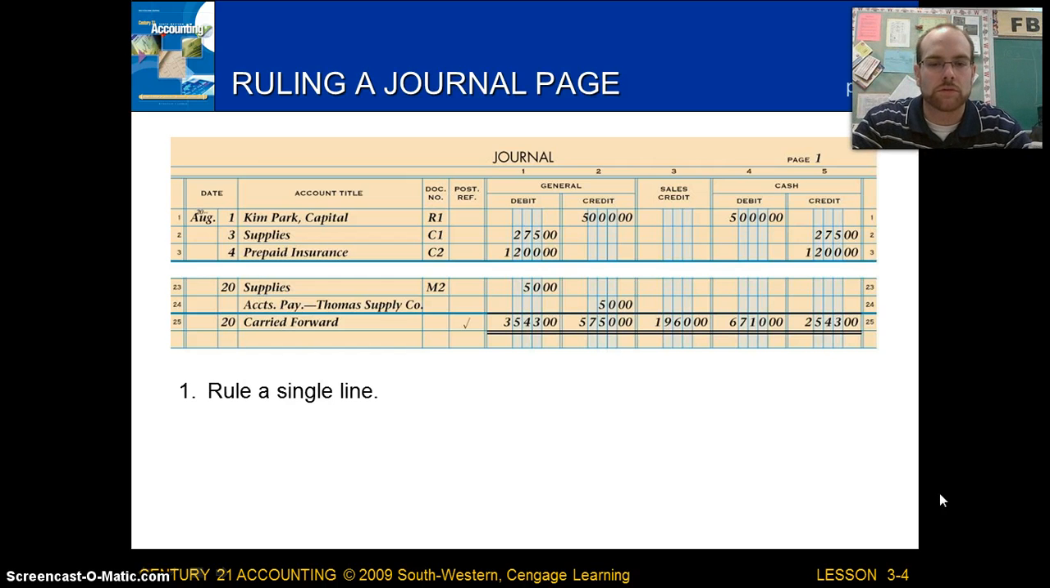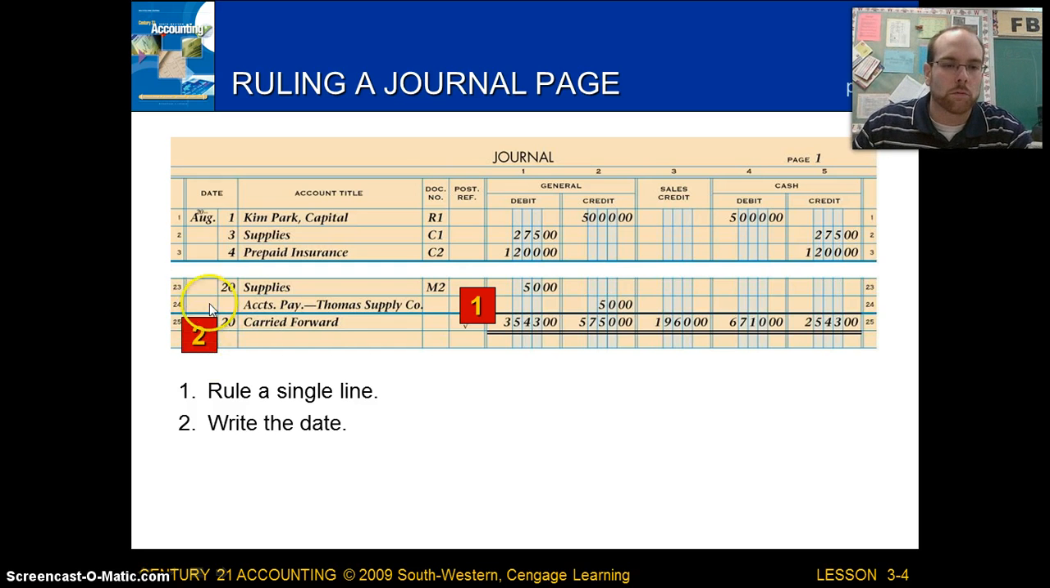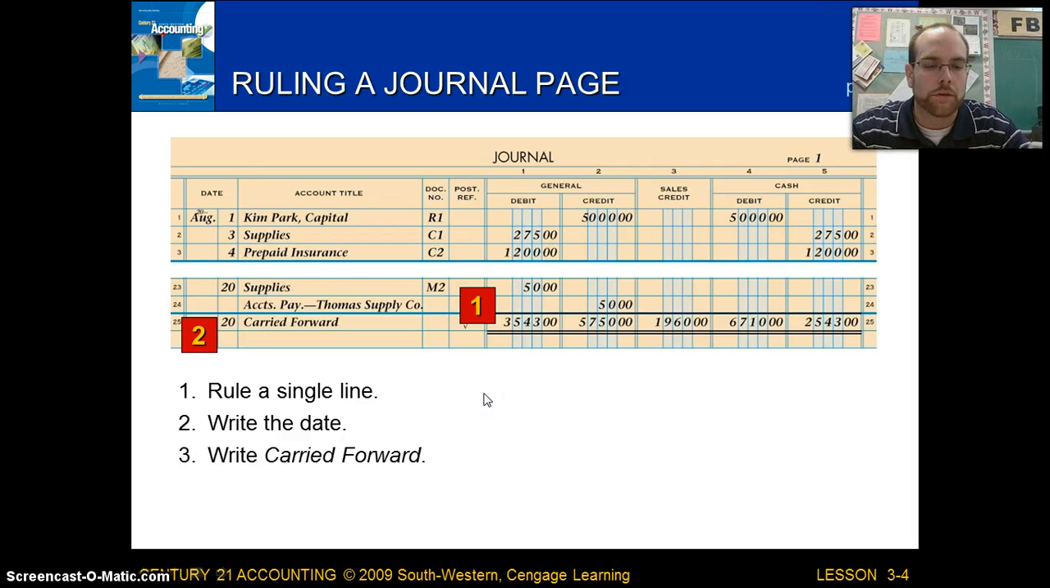Now, ruling a journal page. The first thing that we do is we take a ruler and we draw a single line all the way through the bottom of the page. The second one is we write the date. When are we actually carrying this forward, or when are we ending this journal page? So we're ending it on August 20th. The third one is we want to write carried forward there. That way we know it's been carried forward to the next page.